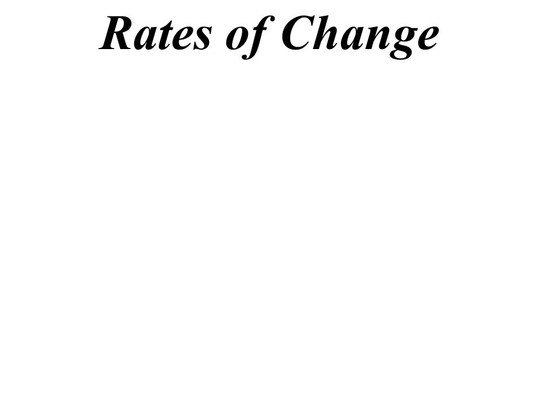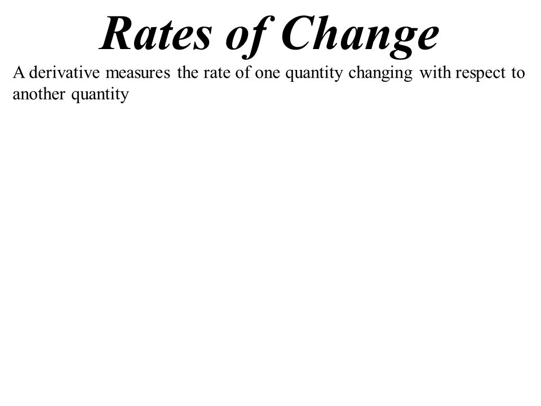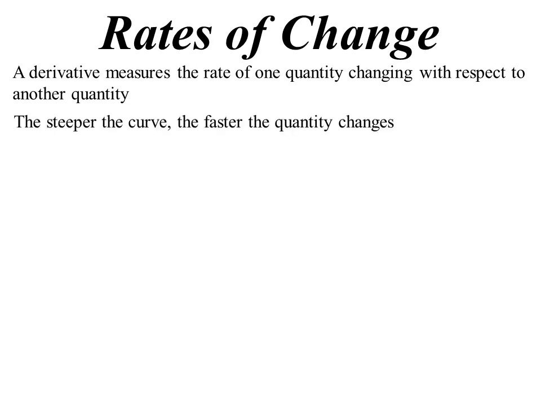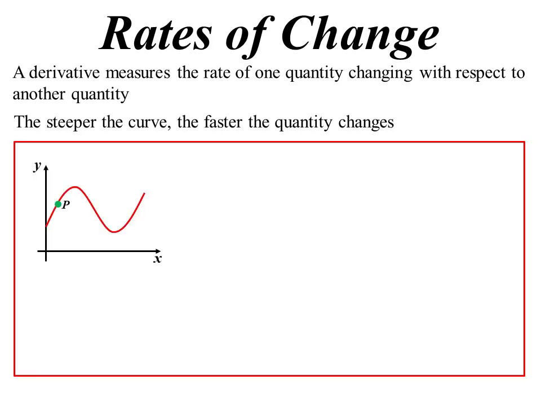Rates of change, which we've talked about before, is basically the derivative. I mean, that's what the derivative is. It measures a rate of change of some quantity compared to some other quantity. Now, when we look at the graph, basically we know this: the steeper the curve, the faster the quantity must be changing. So if I've got a graph like that, then at the point P, what can I tell?